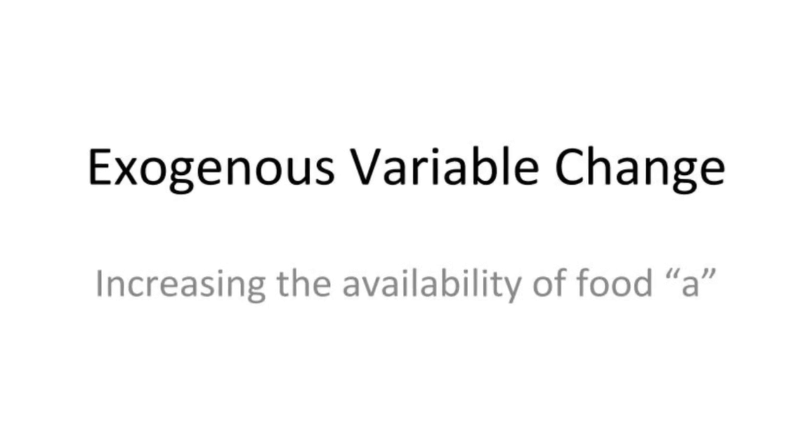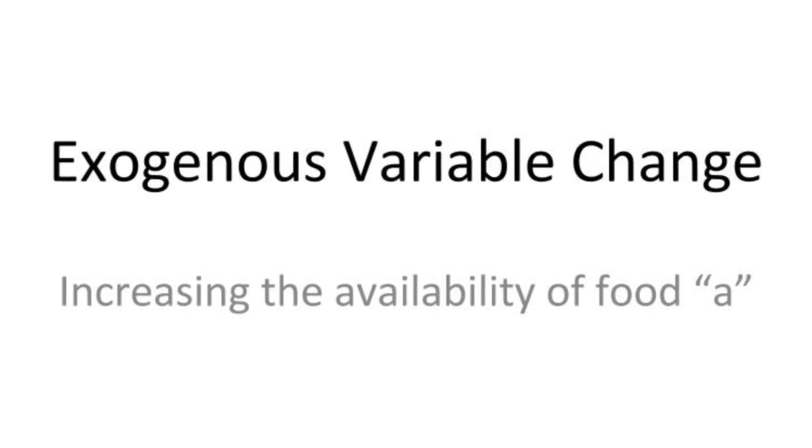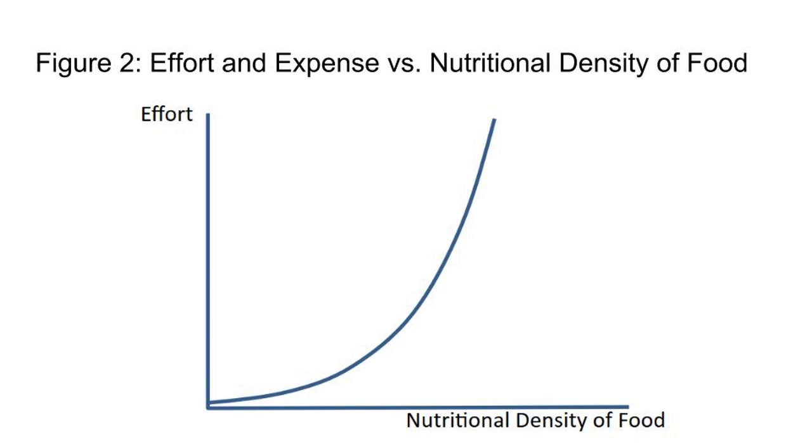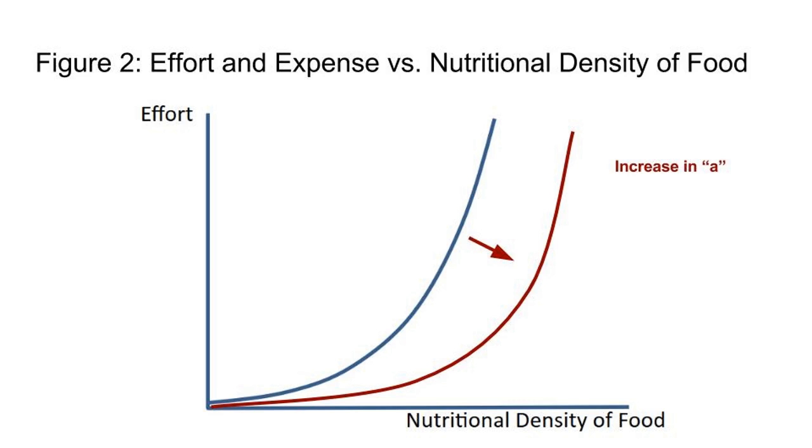Moving on from curvature, by utilizing comparative statics with our model, we can determine the effects of an increase in the availability of nutritional food on the three main components of our model. Returning to our model, we can observe that the availability of food will only affect the effort or expense located here. Therefore, we only need to consider this relationship in comparative statics. Returning to figure 2, increasing the availability of nutritional food will decrease the amount of effort required to obtain said food, therefore rotating the curve down and out.